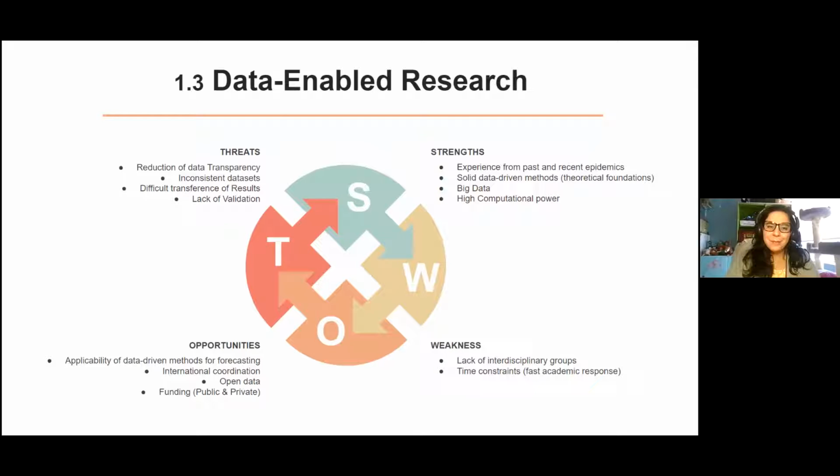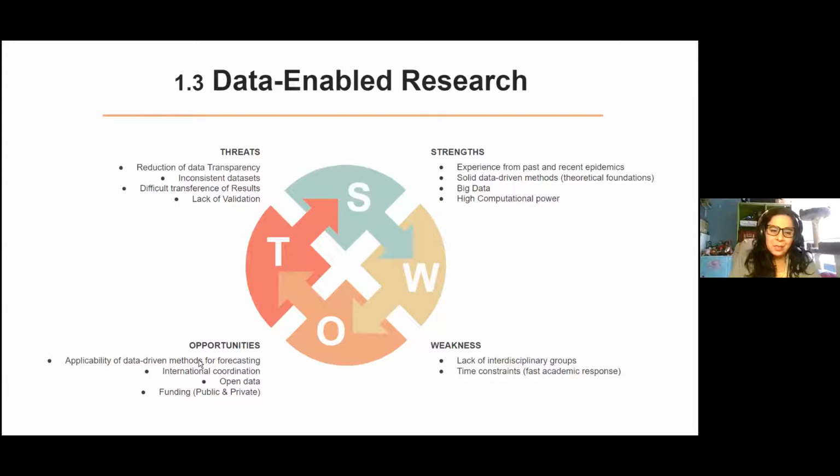And for threats, I have the possible reduction of data transparency. Currently in Mexico, we have the benefit that government data is transparent and public, but if the policy changes, that could be a threat. I hope it doesn't change. Some data sets are inconsistent. There is a difficult transference of results, and there is not fast validation between the academy and the research.